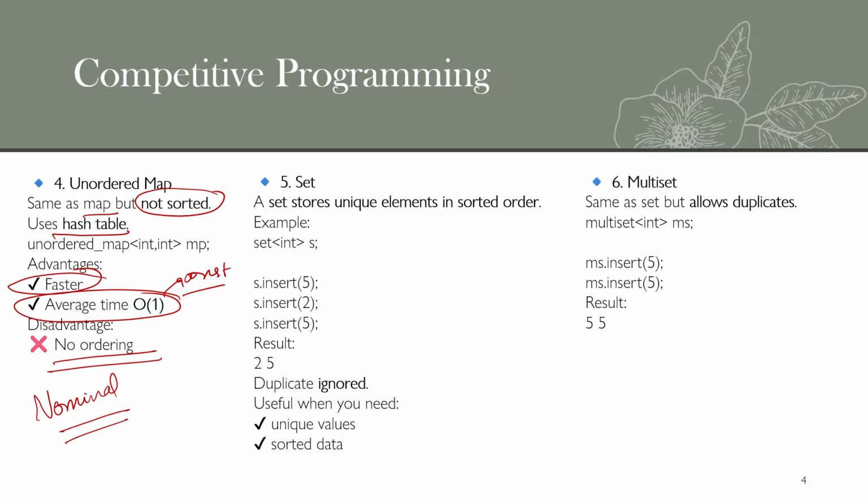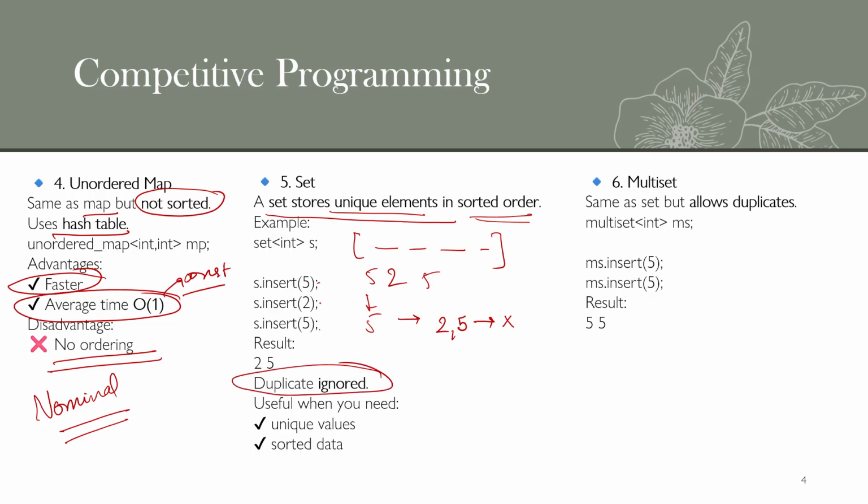A set stores unique elements in sorted order. Let's suppose we have different elements. It will store them in sorted order. Suppose here they give 5, 2, 5. It will take 5. Then when you have to insert 2, it will do 2, 5. Then again 5, so no change. So duplicates are ignored. It is useful when you need unique and sorted values.